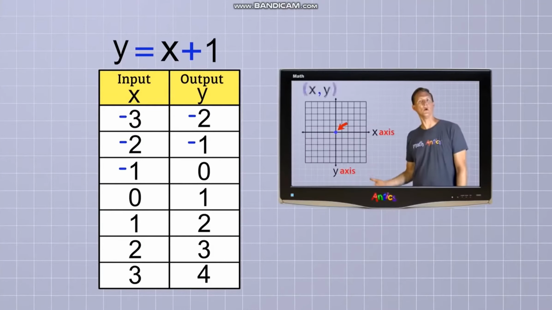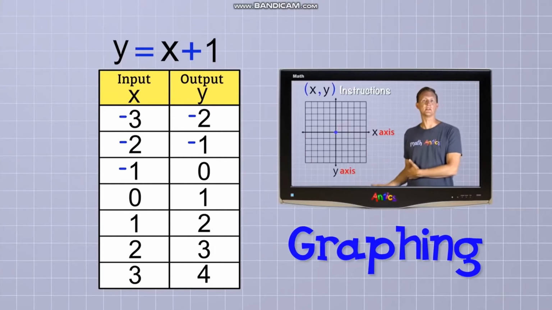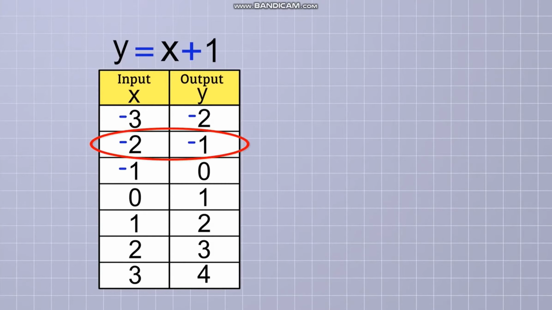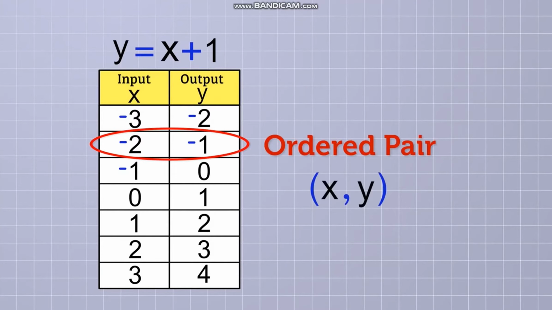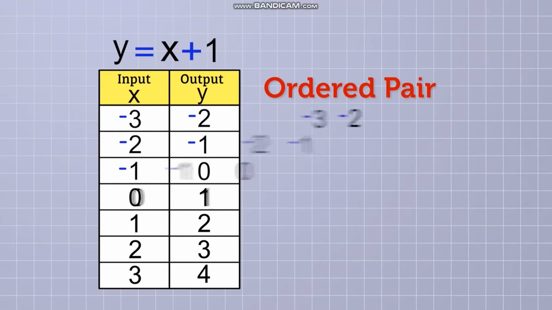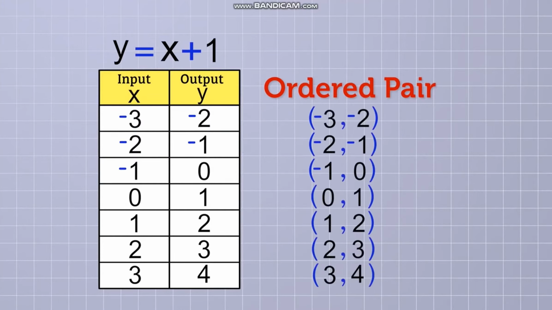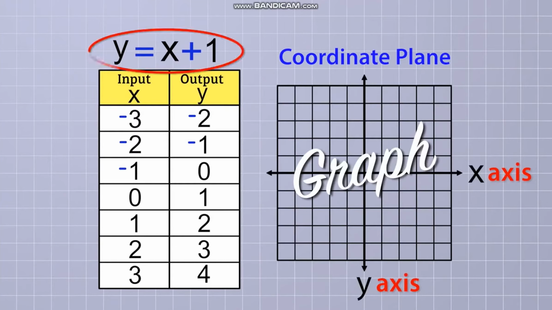If you watched our last video about graphing on the coordinate plane, you may notice that each row of this function table is basically just an ordered pair. It's an x value followed by a y value. We could even rewrite all the inputs and outputs in ordered pair form if we wanted to. And that means you can also graph all of these pairs of inputs and outputs on the coordinate plane. You can graph a function.